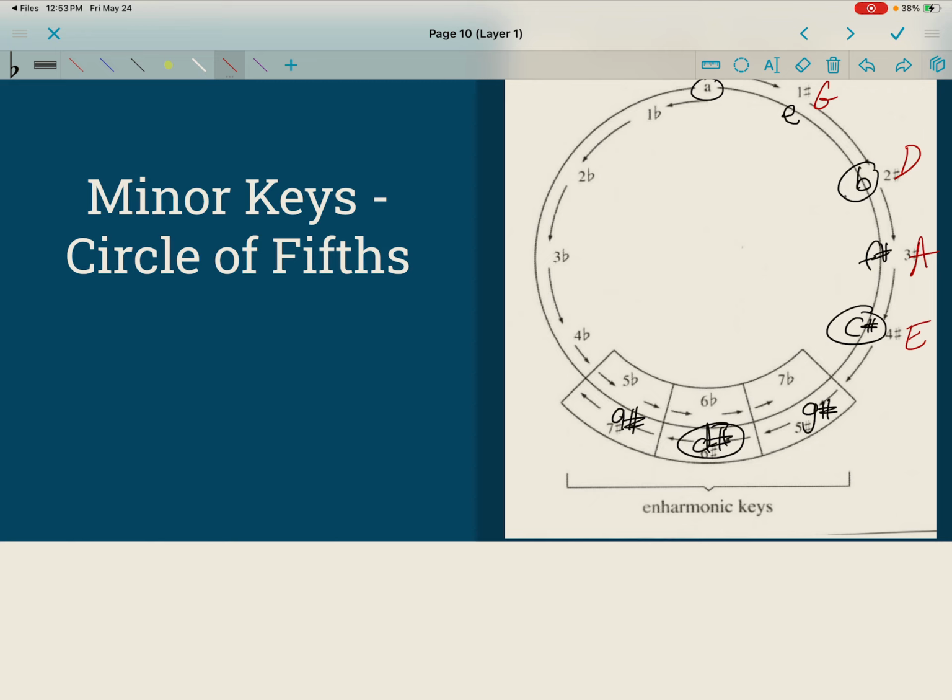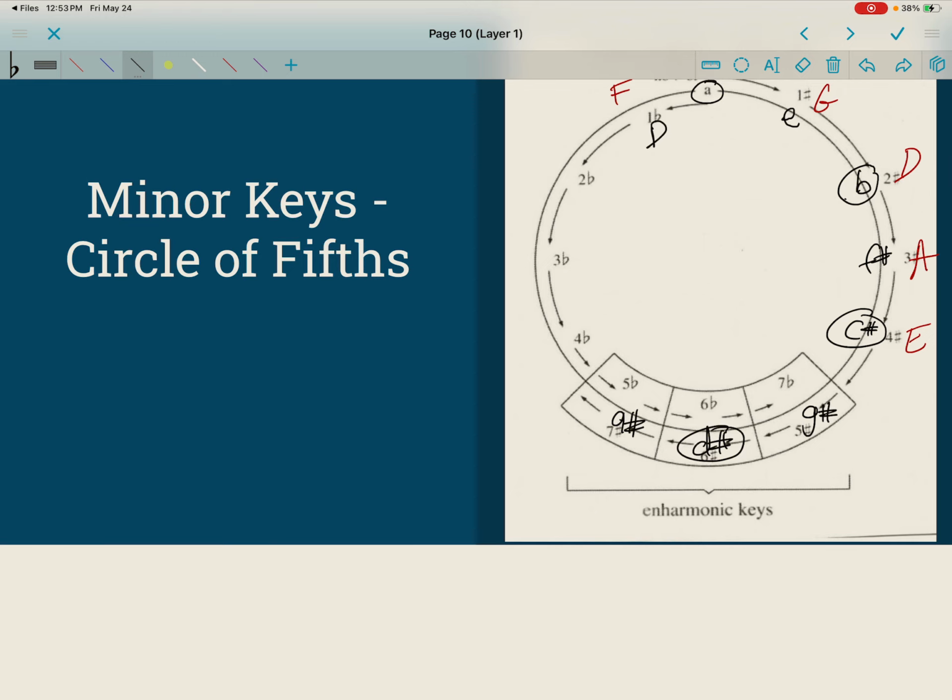And the same thing works for the flats as well. So over here, you typically have an F, right? So you have F, G, A, B flat, C, D. Okay, so D in a minor key is there. And then you could do the same thing. What's one you have here? B flat, right? B flat, C, D, E flat, F, G.